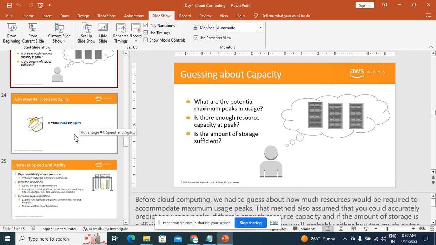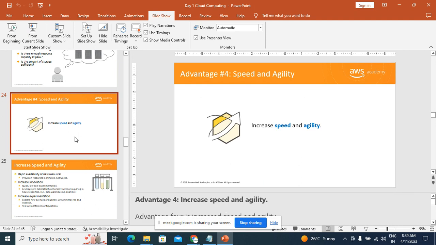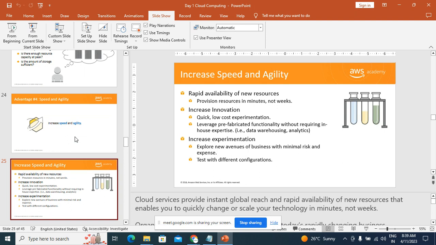Next, the fourth important advantage is speed and agility. I think we have discussed this on on-premise versus cloud, how fast we can move on on-premise and how fast we can move on AWS. Getting deeper to understand this better: about speed and agility, there is rapid availability of new resources. Provision resources in minutes and not weeks. I think this one point will explain the speed and agility much better.